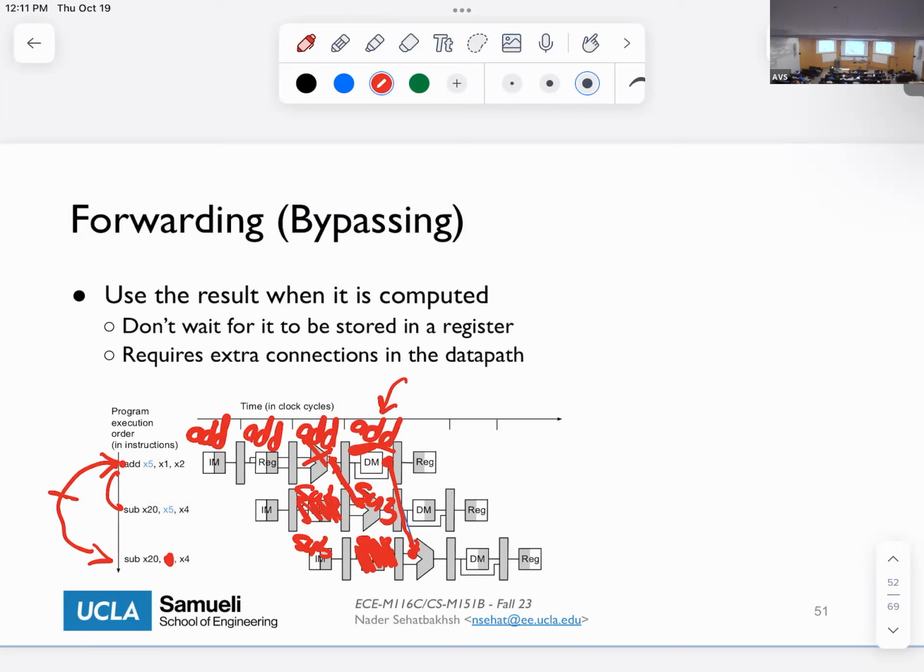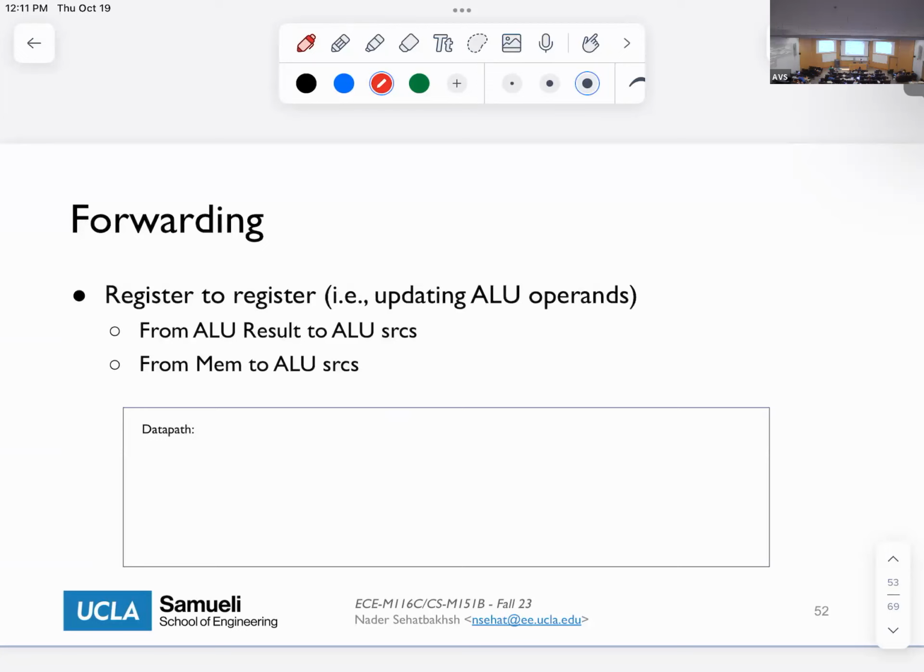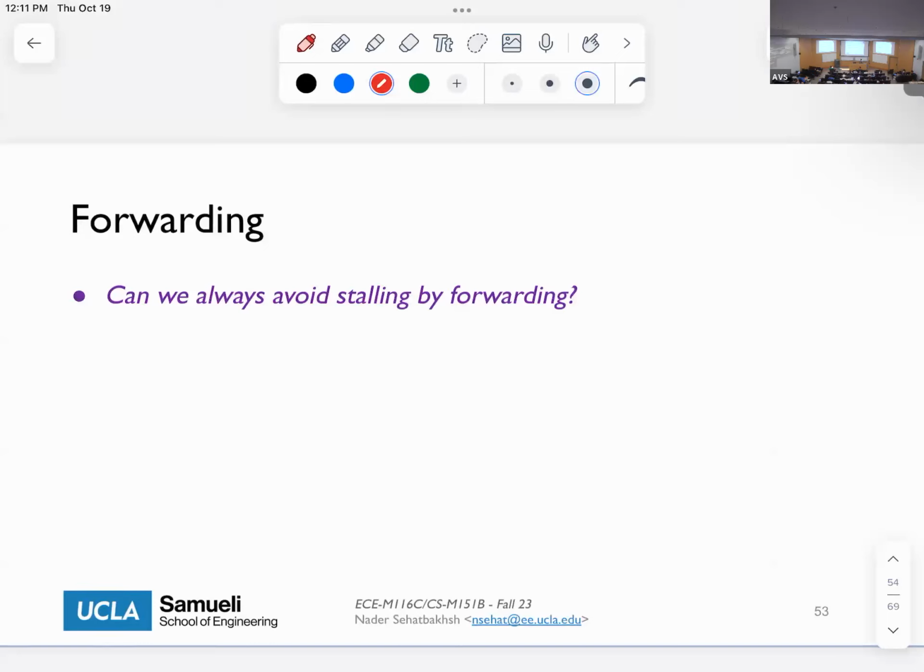Okay, so forwarding happens either at the output of the ALU to the input of the ALU, or from the memory stage back into the ALU. So the place that we forward to is the same. The place that you're forwarding from, depending on which cycle we want to forward, could be different. Okay. So we usually do this of course for the registers, right? So from ALU results to ALU source, and from memory to ALU source. These are the 2 things that we're going to do, okay?